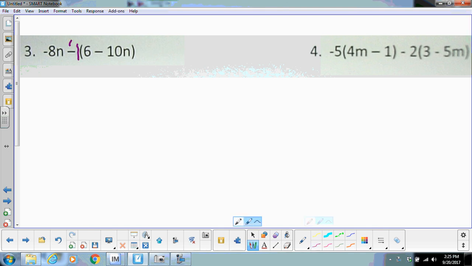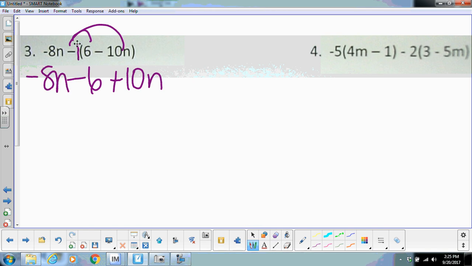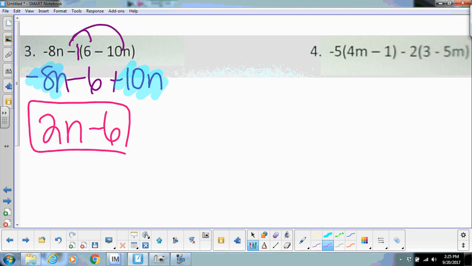Okay, don't forget, some of y'all are still struggling distributing this negative, so that's going to make that a -6 and a +10n. And now we're still going to combine our like terms, which makes it 2n minus 6.